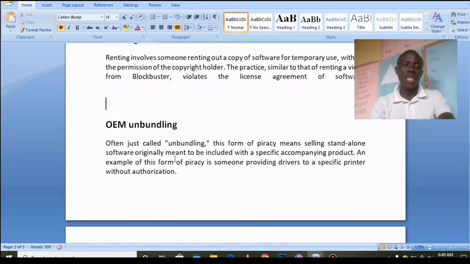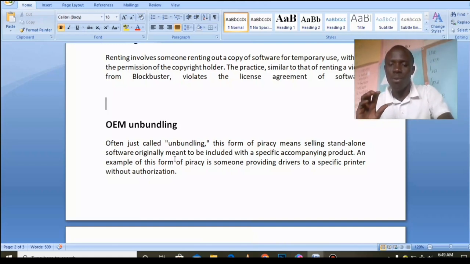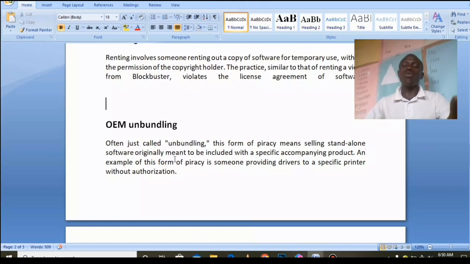So we have another type called OEM unbundling, often just called unbundling. This form of piracy means selling standalone software originally meant to be included with a specific accompanying product. An example of this form of piracy is someone providing drivers for a specific printer without authorization.